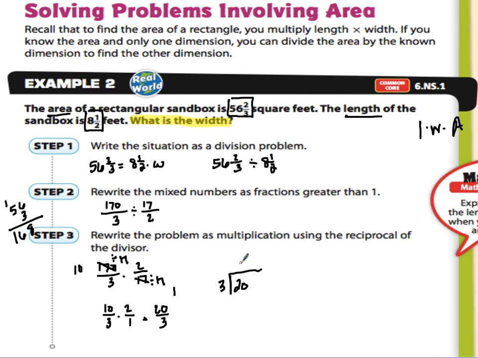So 3 goes into 20 6 times. I use 18 pieces, so I have 2 left over. So I made 6 groups and 2/3 left over. So the width is 6 2/3 feet.